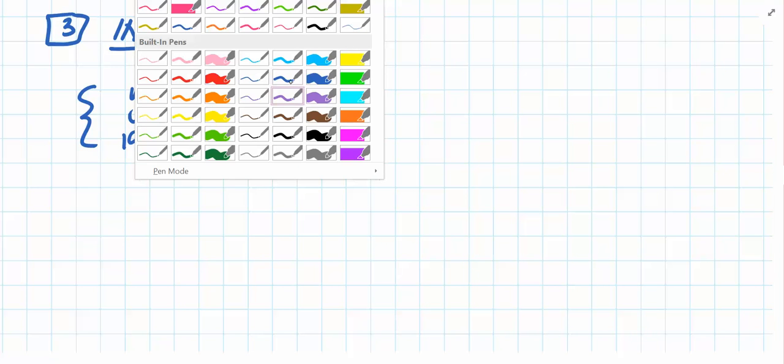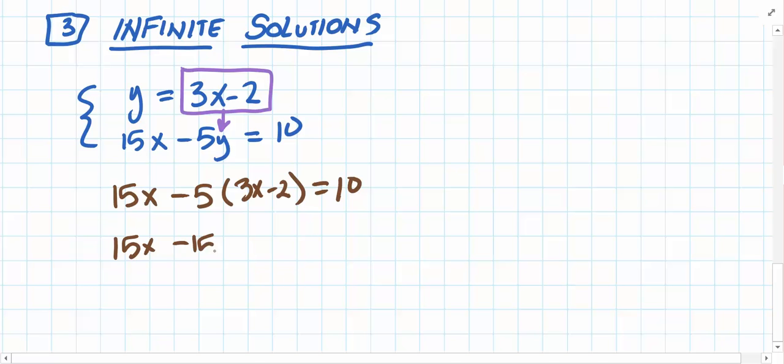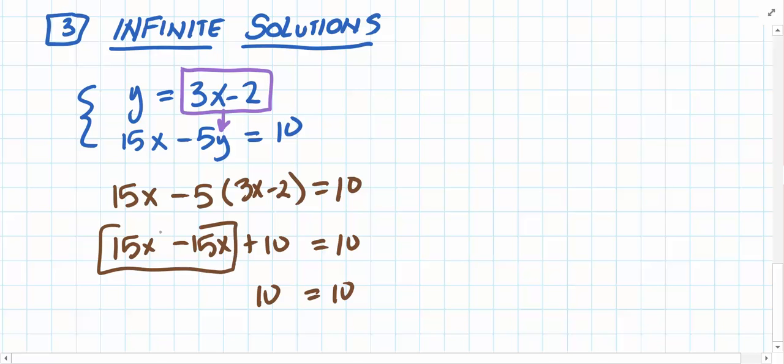All right. So I'll choose, we'll go brown. So I'm going to say 15x minus 5 times, how much is y worth? 3x minus 2. And that gives me a value of 10. So here we go. I'm going to get 15x. I'm going to use the distributive property. So that's going to be a negative 15x. And then a plus 10 is worth 10. So what do I have here? 0. I get 10 is worth 10. Don't I? Because 15x minus 15x, doesn't this stuff just go away, right? Cancel out to 0. So I get 10 is worth 10.